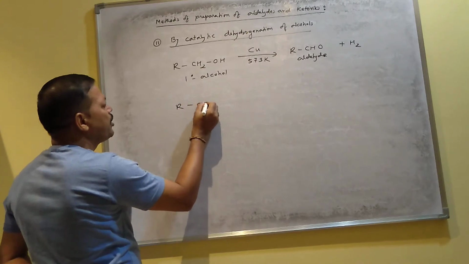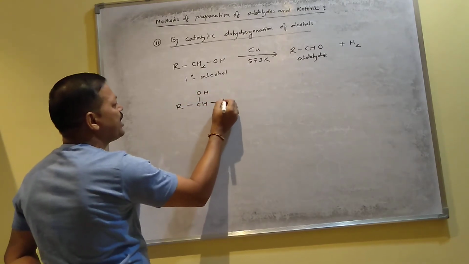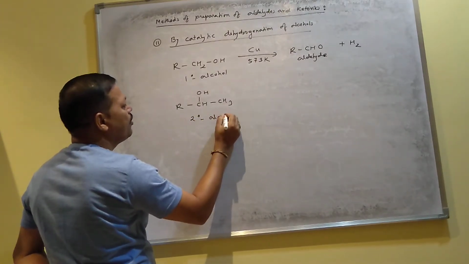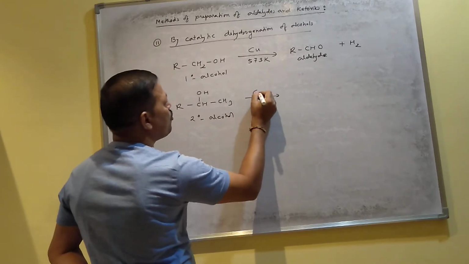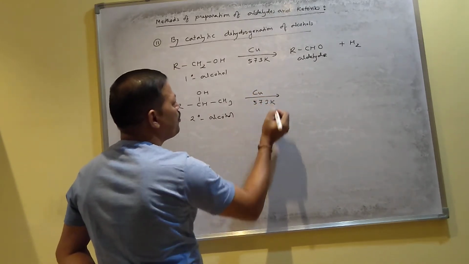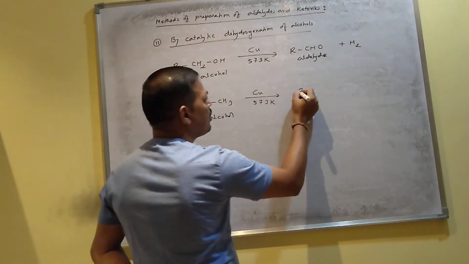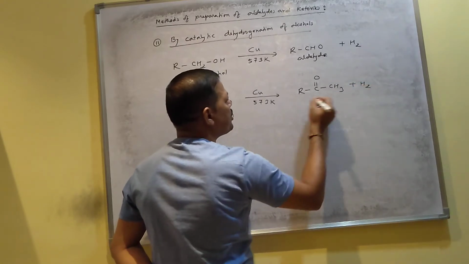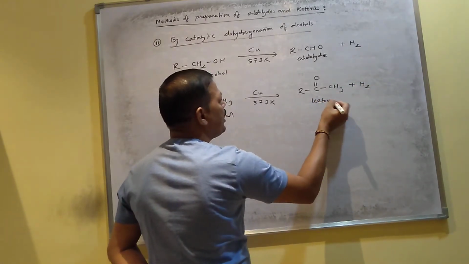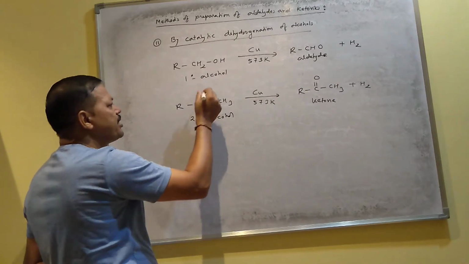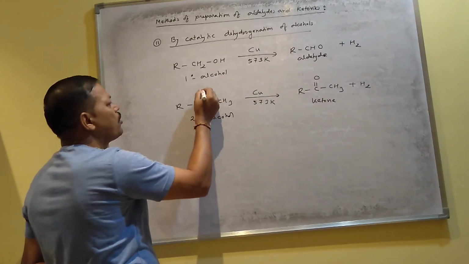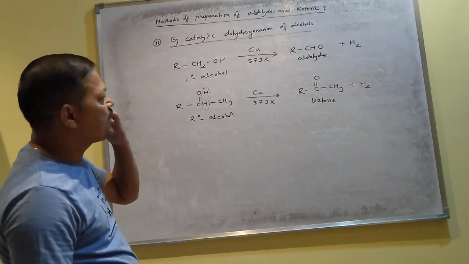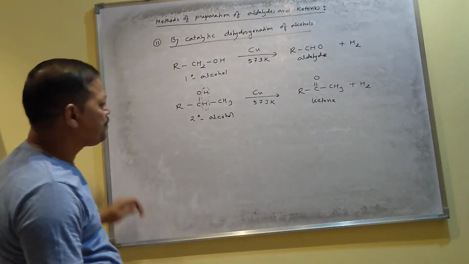Similarly, if you take secondary alcohol, in the presence of copper catalyst at 573 Kelvin temperature, then secondary alcohol will produce ketone by removing hydrogen. So both aldehyde and ketone you can prepare. This hydrogen and this hydrogen, these two are removed from the compound and you will get the corresponding ketone. So this is similar to oxidation. Here we are using some catalyst.